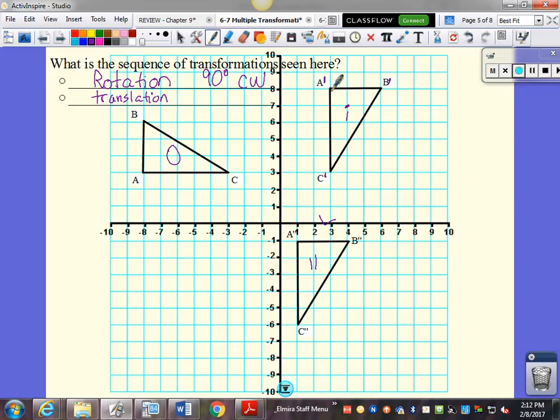It just moved. And again, we got to talk about right and left first. So here's A prime. And this is the path A prime took to get from here to here. That's left 2, and down 1, 2, 3, 4, 5, 6, 7, 8, 9. Left 2 and down 9. Okay?